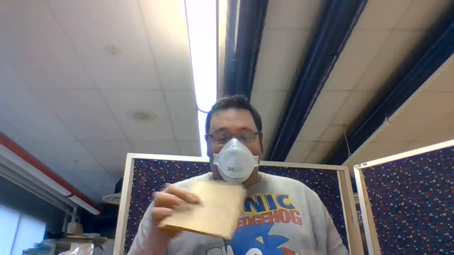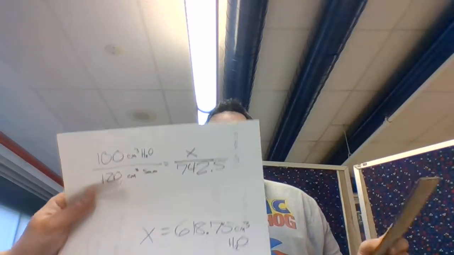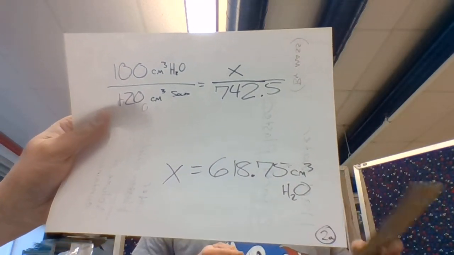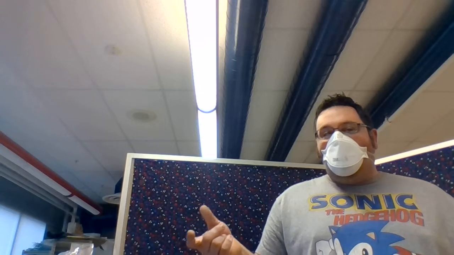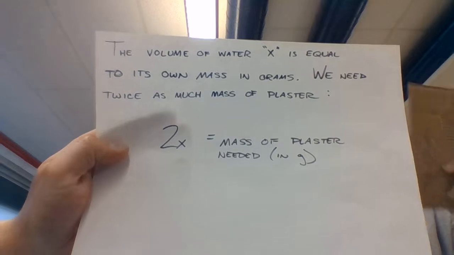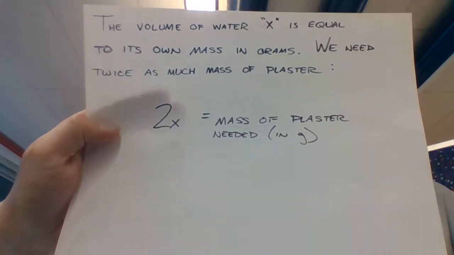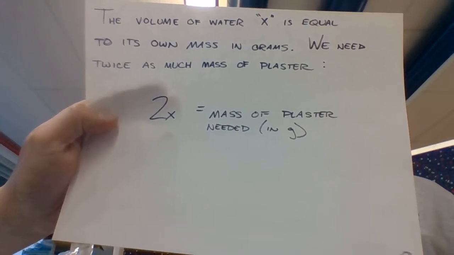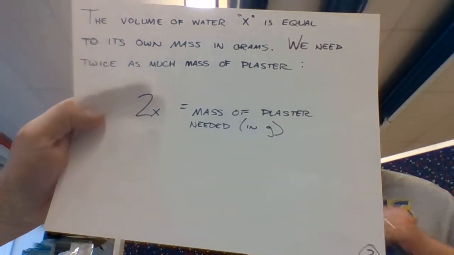So, based on the volume of our box, I've calculated with the help of Mr. Brewer that we need 618.75 milliliters of water, and your plaster ratio is going to be 2 to 1, so 2 parts plaster to 1 part water. That means we need 1,237.5 milliliters, or grams, of plaster, right? Yep.